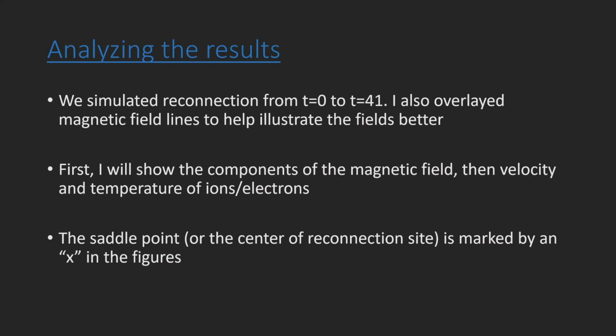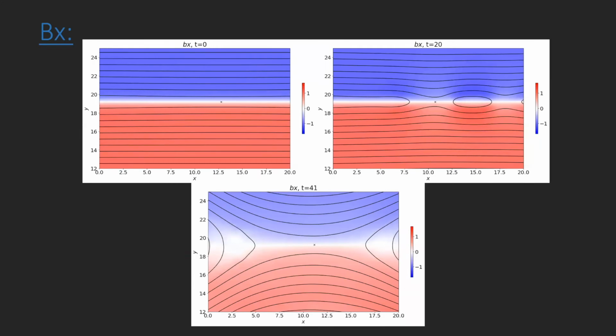And then in the temperature figures, as I'll explain more later, we see the whole picture rather than just one reconnection site like in all of the others. So this is the X component of the magnetic field. So this is simply the magnetic field running left and right.